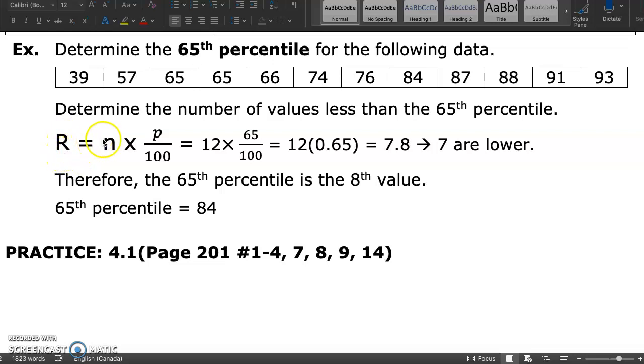We get that by multiplying the number of elements, n, 1, 2, 3, 4, 5, 6, 7, 8, 9, 10, 11, 12, times 65 over 100. Note that that fraction will give you 65% as a decimal, 0.65. And our result is 7.8. So there's a whole 7 values that are lower. Therefore, the 65th percentile is the 8th value. We need to make sure that there are 7 lower for sure, because this is a decimal value. So it's going to be the 8th element in the set. That's its rank. 1, 2, 3, 4, 5, 6, 7, 8. The 65th percentile is 84.